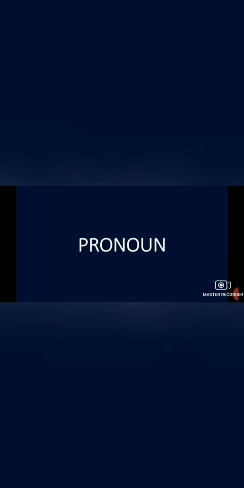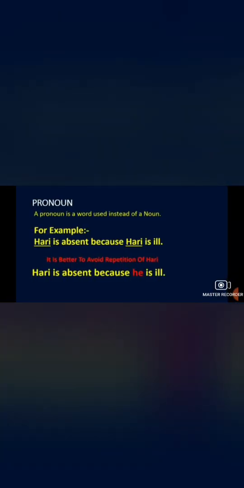Pro means "for the sake of" or "in favor of something", and noun means noun. So it means that pronoun is for noun. Pronoun is used for noun. So simply we can say that the word that is used in the place of noun, or the word that replaces the noun, is called pronoun. A pronoun is a word used instead of a noun. Noun की बजाय या noun की जगह पर जो word इस्तेमाल होता है, this is called pronoun.